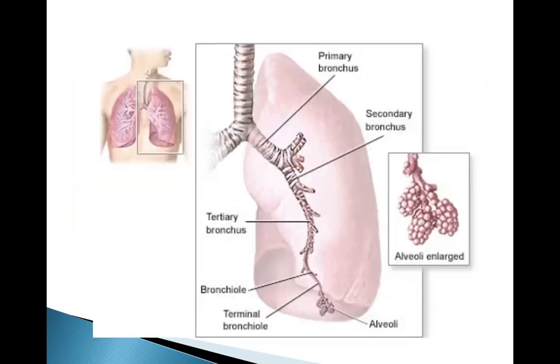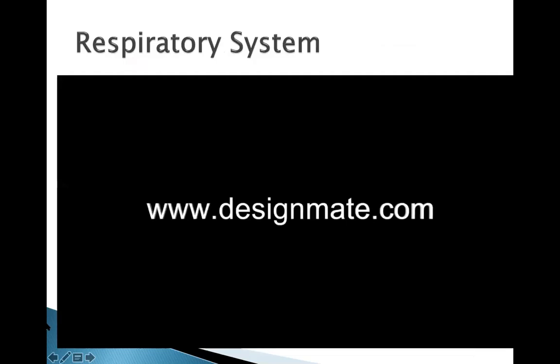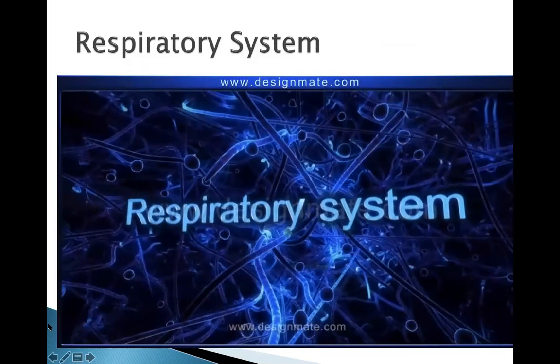All right, so it's just another view, and they've kind of shadowed in the surface of the lung. So one important aspect is the primary bronchi are going to start outside the lung and go into the lung parenchyma. All right, so quick video going over respiratory system.